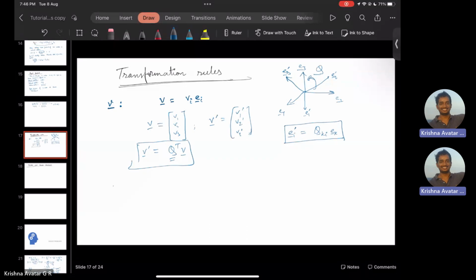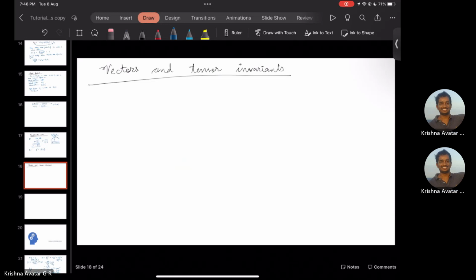And for a matrix or for a second order tensor, or what we call here in this particular study as tensor, then after transformation the representation will have this form. Okay, so these are the rules that I want to specify here. Now, there are certain quantities which are invariant with respect to the transformation. So this is what we are going to take a look at here.